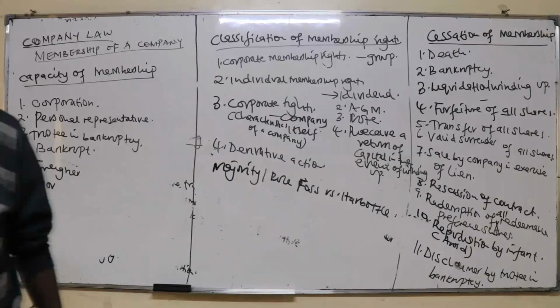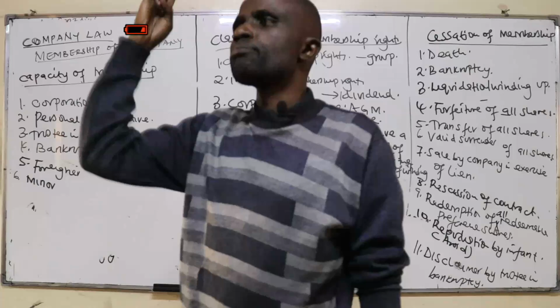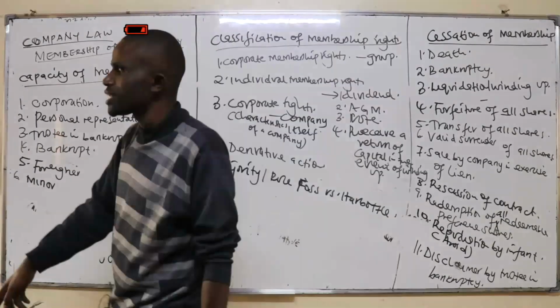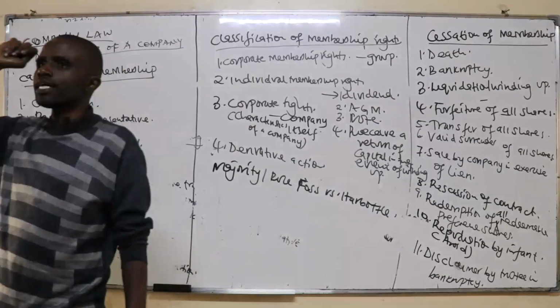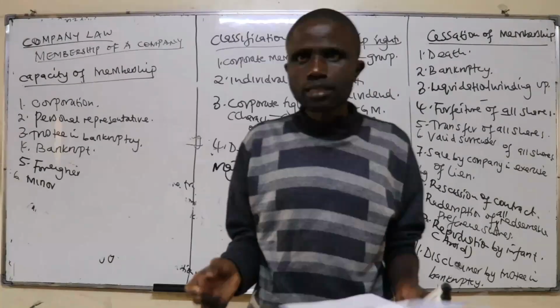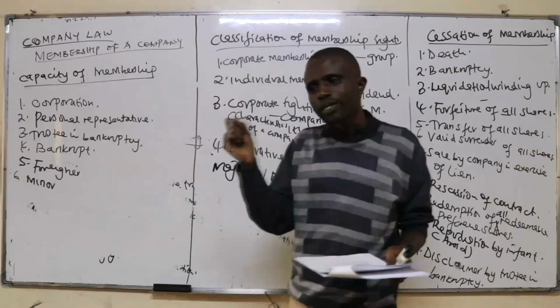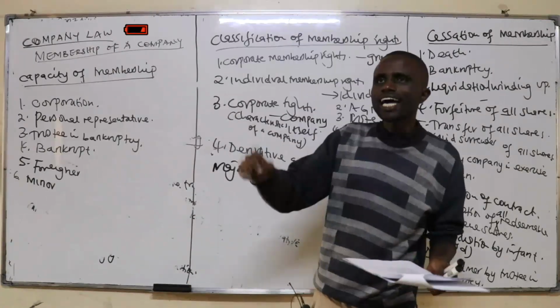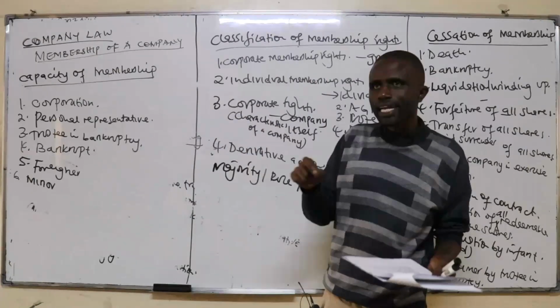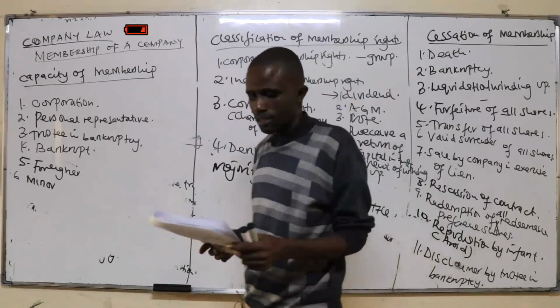Tuko pamoja? So the three principles under the case of Foss versus Harbottle are the proper plaintiff principle, the internal management principle, and the irregularity principle. That the irregularity principle states that the company can correct irregularity done against it. Sawa? Yes.